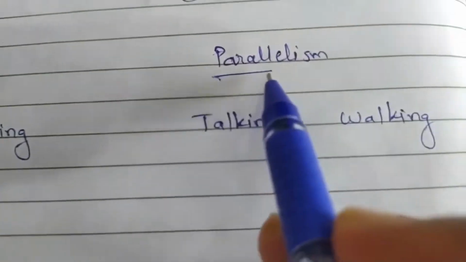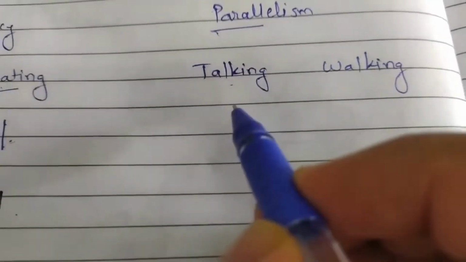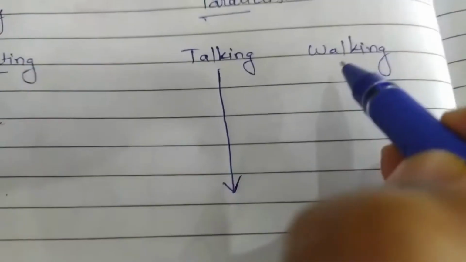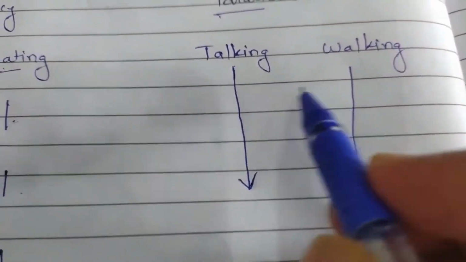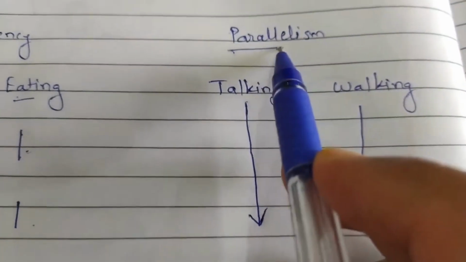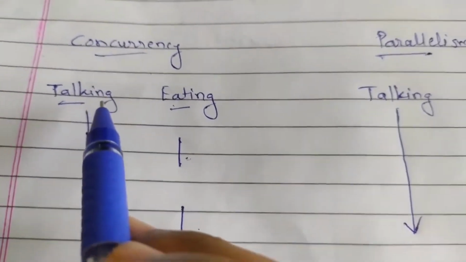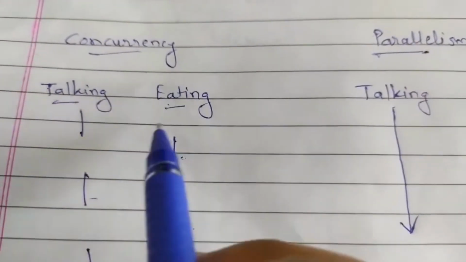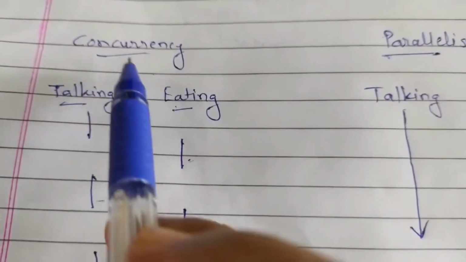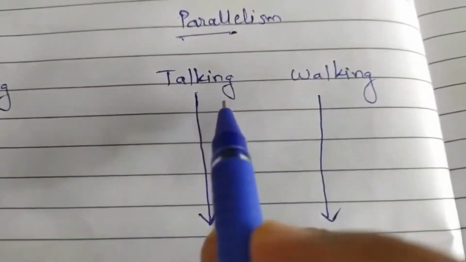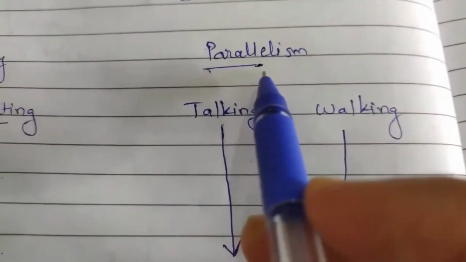While for parallelism, assume we are talking and at the same time we are walking. We can talk and walk at the same time, so we are doing both tasks simultaneously. This is called parallelism. So when we cannot do two tasks simultaneously, we switch from one task to another, but still it seems that we are doing both tasks simultaneously. It is called concurrency. While when we do multiple tasks simultaneously, it is called parallelism.